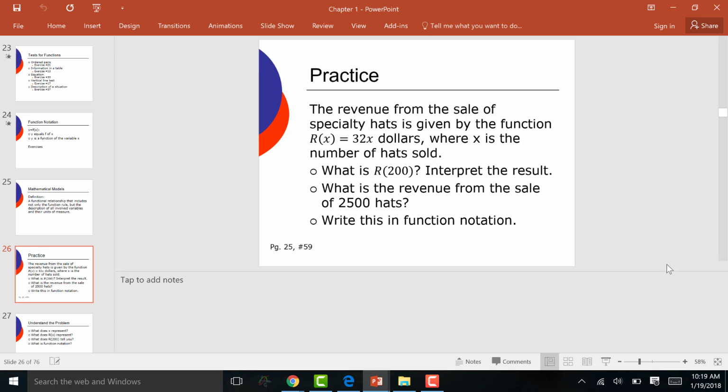Step 1, read the problem. Now I know you've heard this, read the problem. I know you've heard it before, and you're like, I still don't get it. We're going to walk through it little bit by little bit. Step 1 is read the problem.